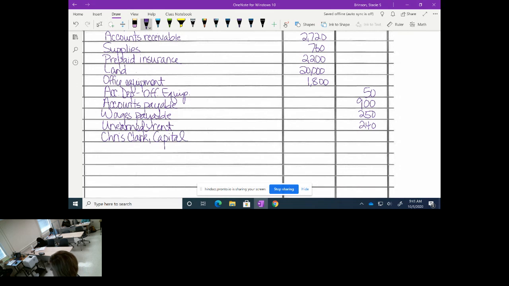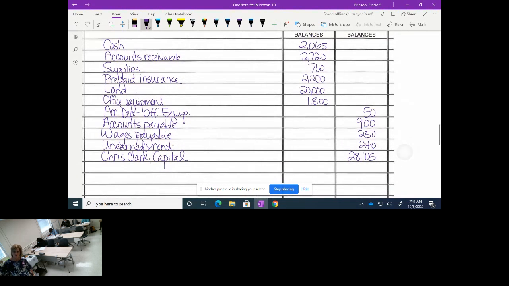What did we end up with? 28,105? Okay. So that's all we got. We don't have to put all that other stuff on there. Zero. So we're not going to list it. There's nothing left. It's a zero balance. You don't have to put it on there. So the next thing you do is what?